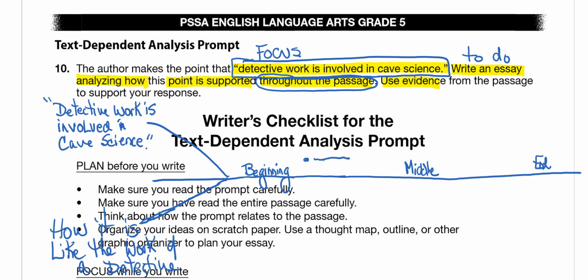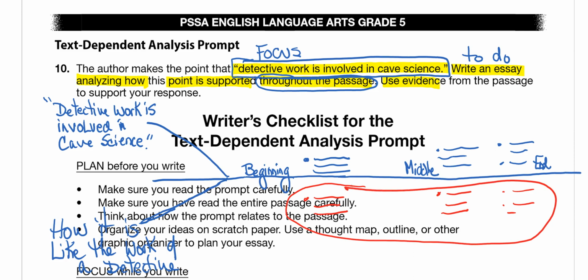So you have your phrase from the passage, whatever it is, and then you tell here how it's like the work of a detective. You have your phrase in here somewhere, and you tell how that's like the work of a detective. You have your phrase, another phrase, and you tell how that's like the work of a detective. And once you've done that, you'll be able to take all of your statements and explain how detective work is involved in cave science, because you'll then have your examples of what you use in detective work and be able to link them to specific examples from the passage. And that should work very, very well.